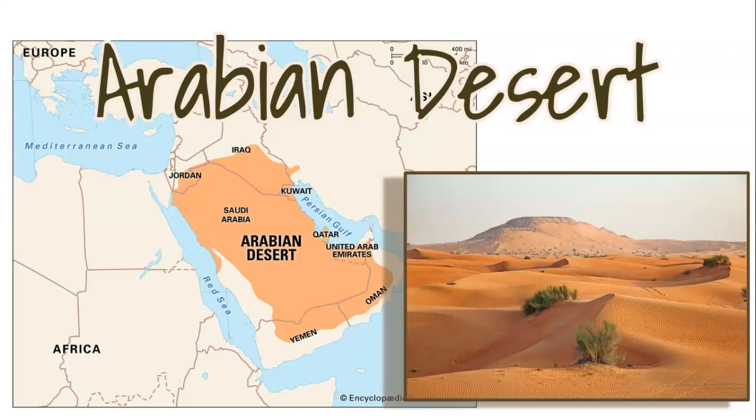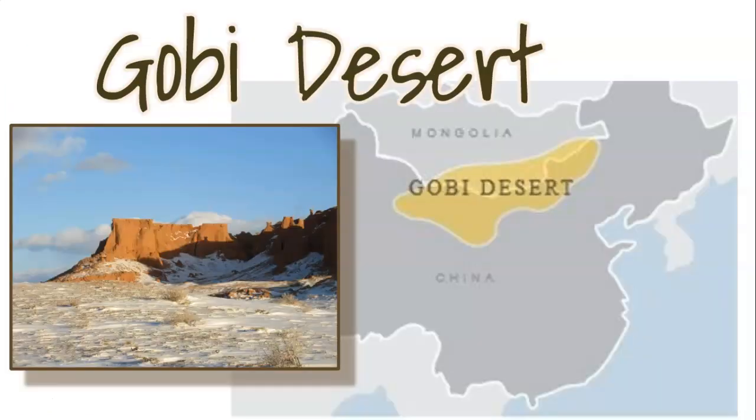This desert is actually made of three separate deserts. It has much in common with the Sahara Desert of Africa. Finally, the Gobi Desert covers parts of Mongolia and China. The word Gobi means place without water. It gets no more than 7 inches of rain per year. Some parts of the Gobi get no rain at all.